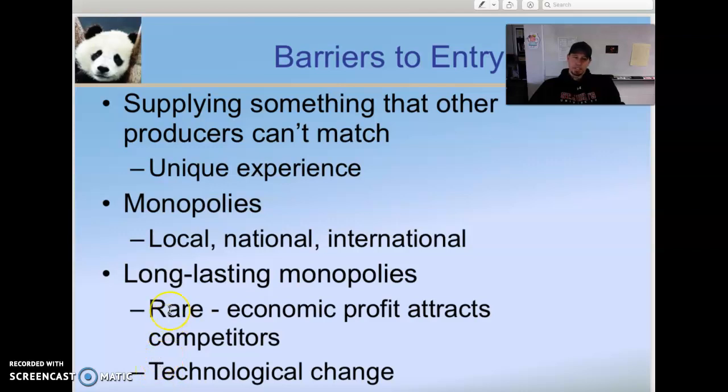So that's the basic explanation of what a monopoly is, and the barriers to entry that allow it to take place. Next video, I'm going to talk about the marginal revenue, or the revenue of a monopoly, and how that works.